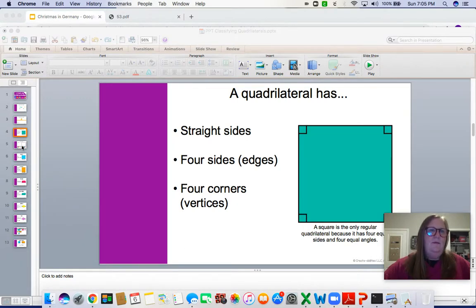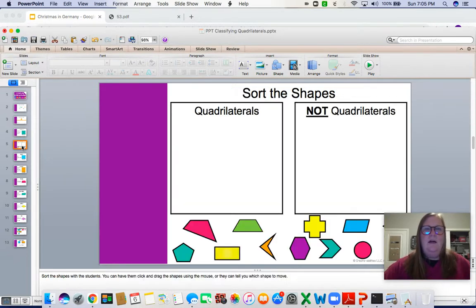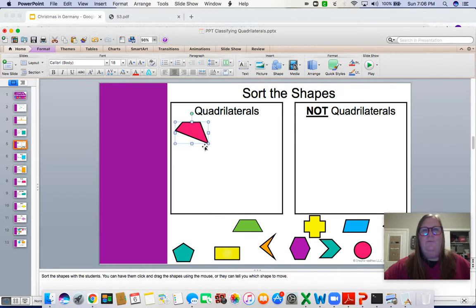All right, so let's go down here a little bit further and let's look at the next slide. And it talks about sorting shapes into quadrilaterals. So remember, quad means 4. So it has to be a 4-sided shape. So we have 1 side, 2 side, 3 side, 4 side. So that is a quadrilateral. Okay, let's look at the next one. 1 side, 2 sides, 3 sides, 4 sides, 5 sides. That is called a pentagon. So that is not a quadrilateral since it has 5 sides.